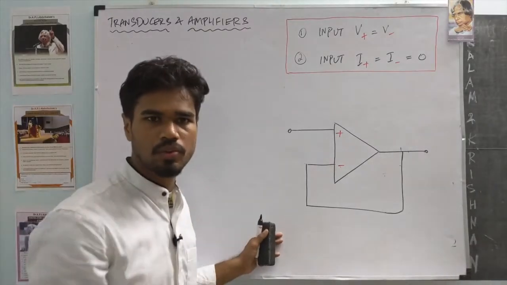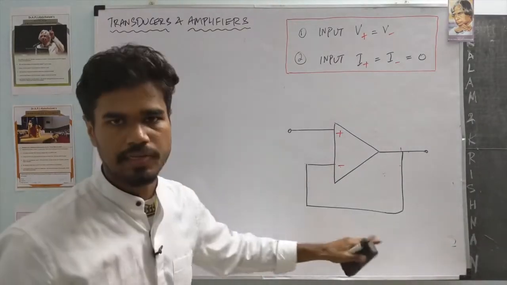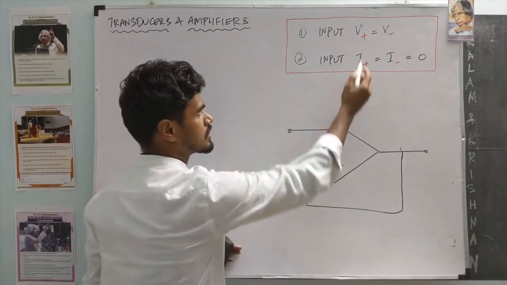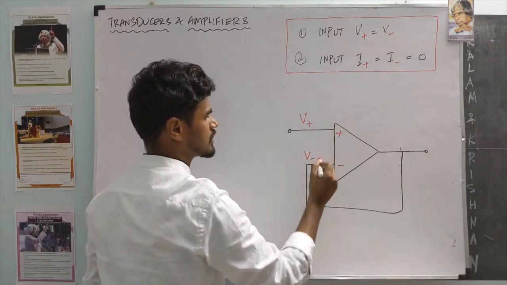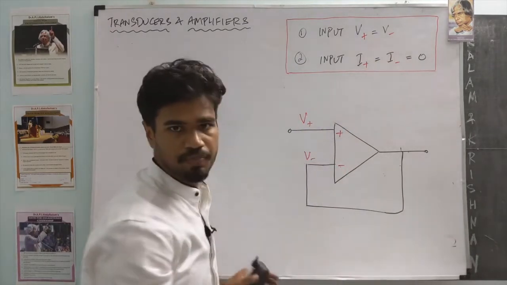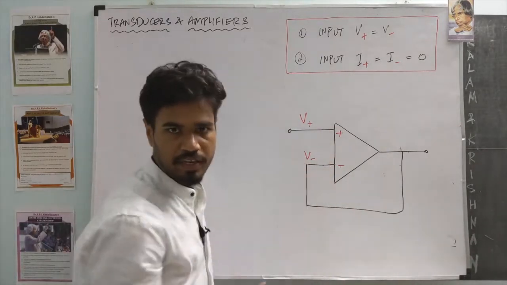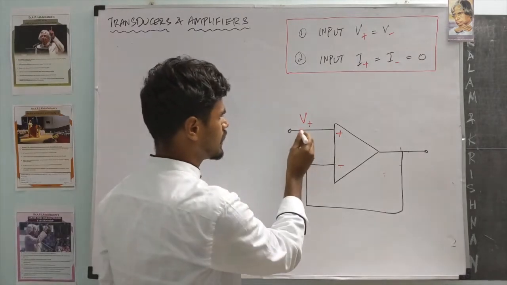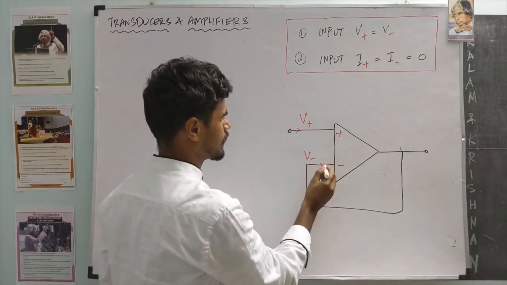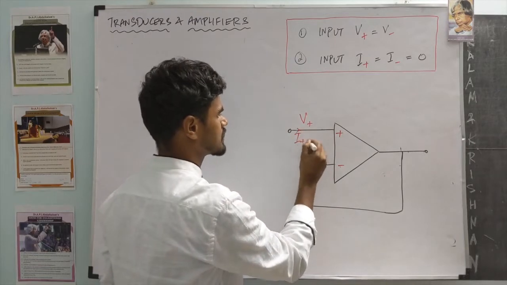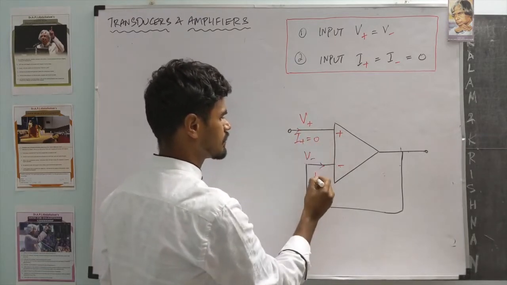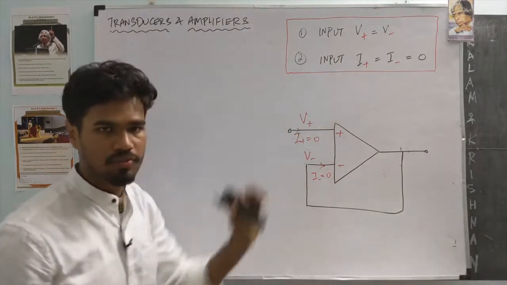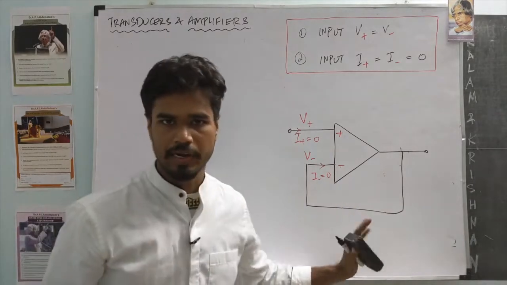Let's start by looking at the two rules of the amplifier that's isolated. The first rule is that the voltage at the two input terminals, say V plus here and V minus here, those two voltages should always be equal. The amplifier will force them to be equal. Second rule, there can't be any current that enters the input terminal. So if there were an I plus here, that should be equal to 0. Similarly, if there is any current into this terminal I minus, that should be 0. That's the second rule of ideal isolated amplifiers.